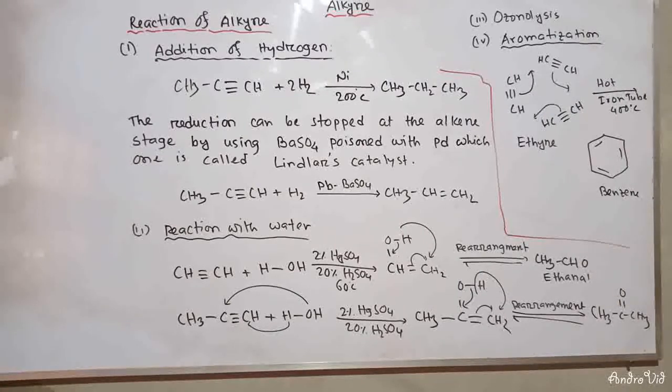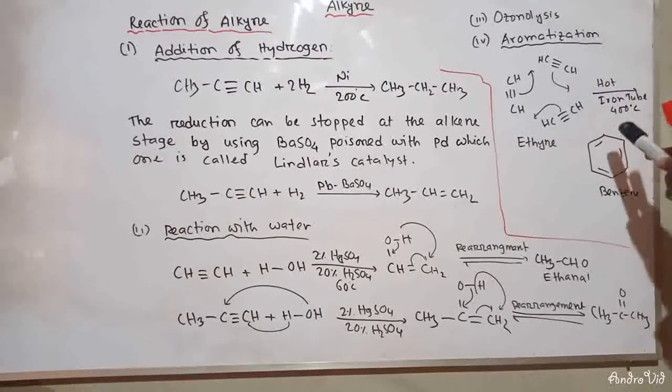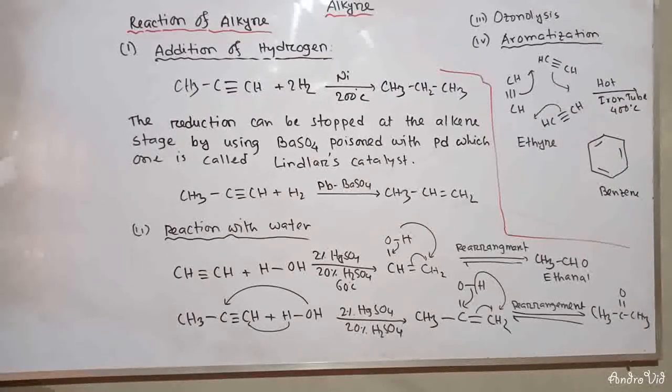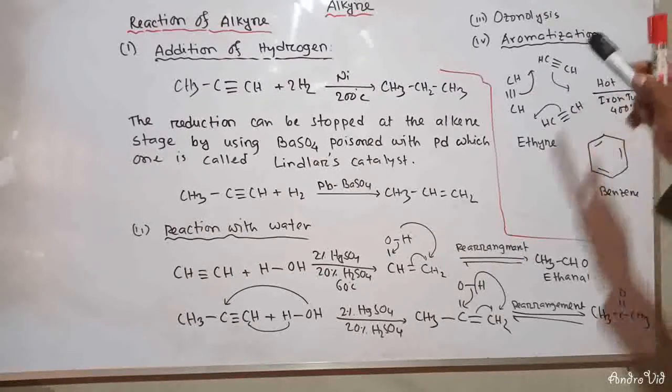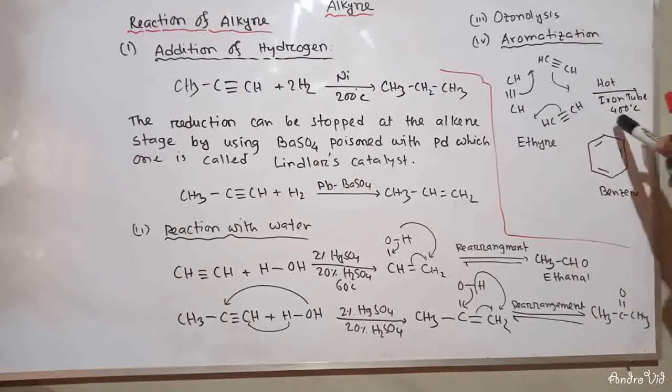Aromatization is really very important. This is basically the process where ethyne can be converted to benzene. This is really very important for us. If you want to prepare benzene from ethyne, you must carry out this reaction. This reaction must happen in the presence of a hot iron tube. The hot iron tube is really very necessary, and this reaction must be carried out at 400 degrees Celsius temperature. So at 400 degrees Celsius, ethyne will be converted to benzene.